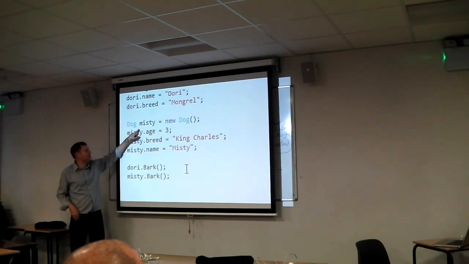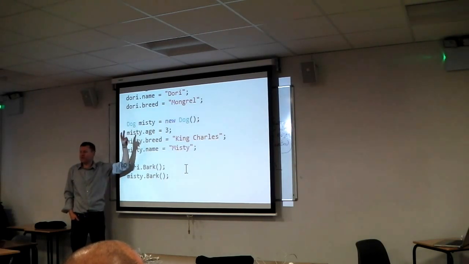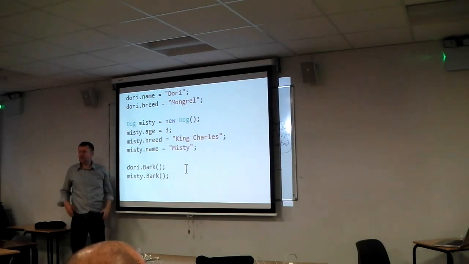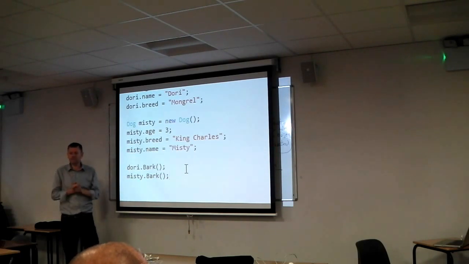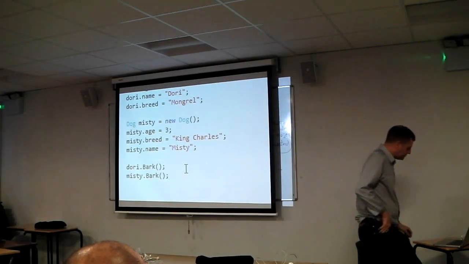Alright, there's one for Misty, and there's one for Dory. So there's 2 separate versions of that dog, and each has its own set of 3 variables. Does everybody kind of get that concept? Was that obvious? Good. It's like when you make a struct and you create different instances of the struct, right? Or you make different variables from the struct.